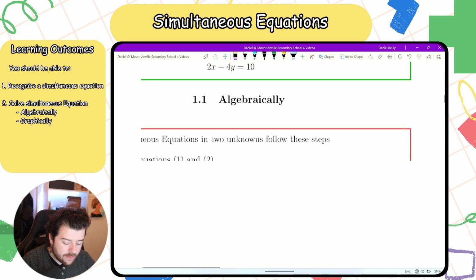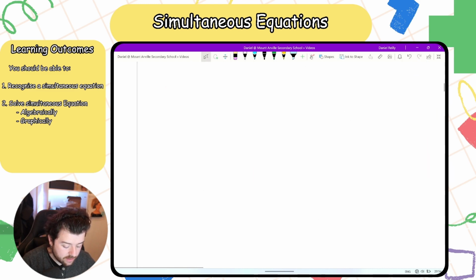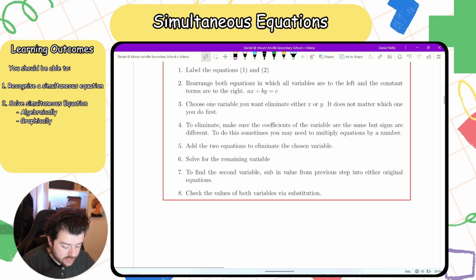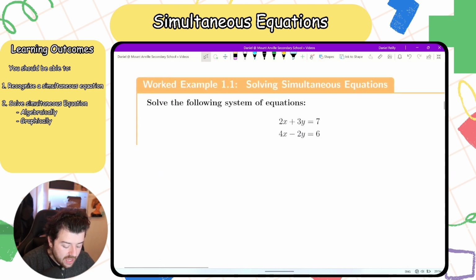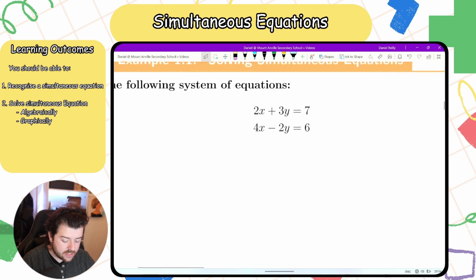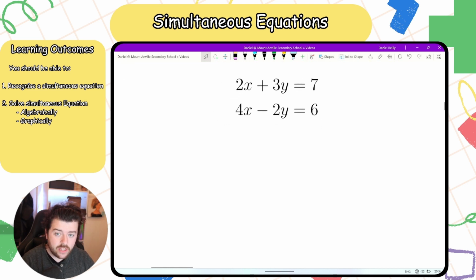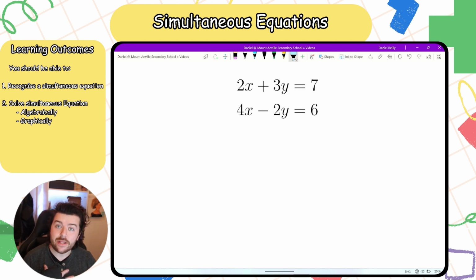We need to be able to solve simultaneous equations algebraically. There's my simultaneous equation: 2x + 3y = 7, and 4x - 2y = 6. The key thing is that I am using something called the elimination method, which means I am eliminating one of my variables. So I have to choose: do I want to eliminate x, or do I want to eliminate y? This is what we look out for.